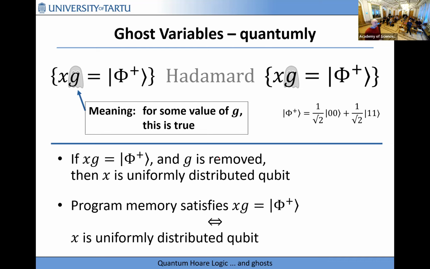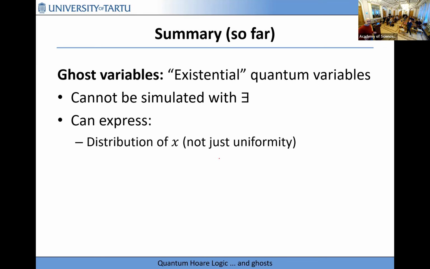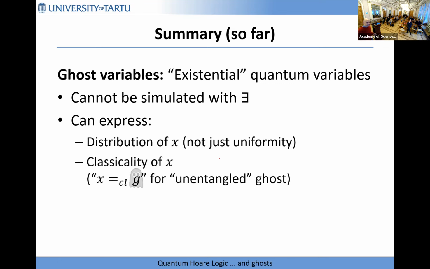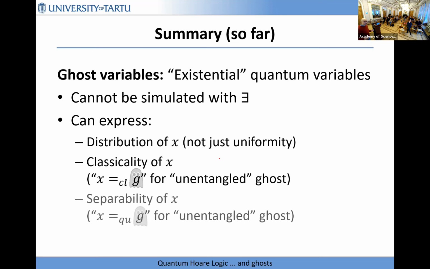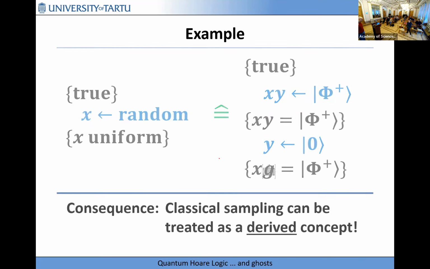So effectively, even though this is still a subspace, on a bigger space with more variables I've encoded something I couldn't encode before. So I can have these existential variables, and I can express distributions. It turns out I can also express classicality with some other encodings, and I can encode that something is not entangled with something else, and so on. I will skip this example here.